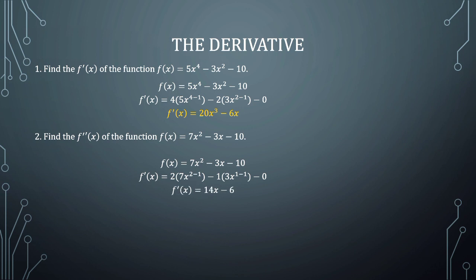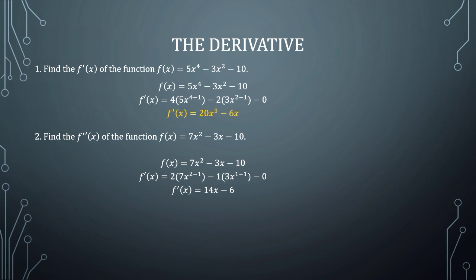Then find the first derivative. The first derivative is equal to 14x minus 6. Then, in finding the second derivative, we need to find the derivative of the first derivative that we have solved earlier, which is 14x minus 6.